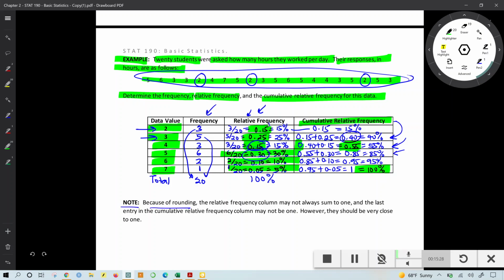Now note that because of rounding off errors, the relative frequency column may not always add up to 100% exactly, or 1. The last entry in the cumulative relative frequency may not be exactly 1. It might be 0.9999999 or 1.000000001, but it should be very close to 1.